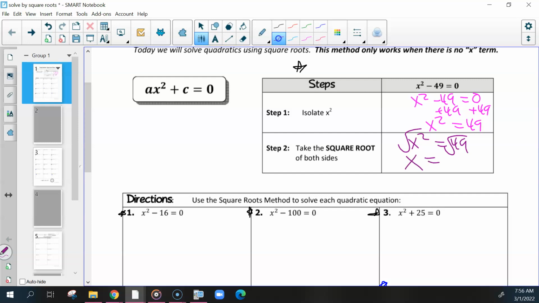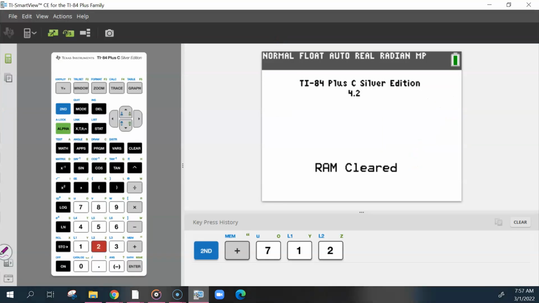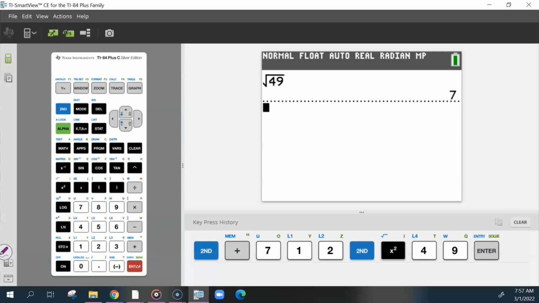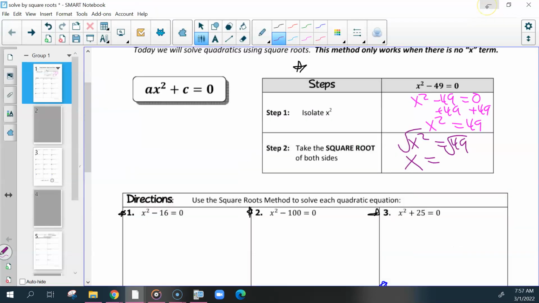If you aren't sure what the square root of 49 is, I'm just going to show you where the button is. It's in blue, right above x squared. So if you hit second x squared, you'll get that button. Then you can put in whatever to figure out what this is. So 7. However, yes, we just got that that was 7.